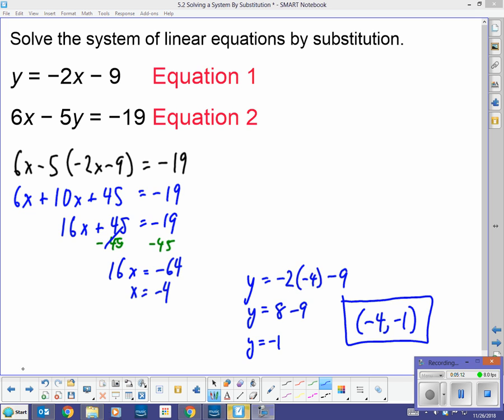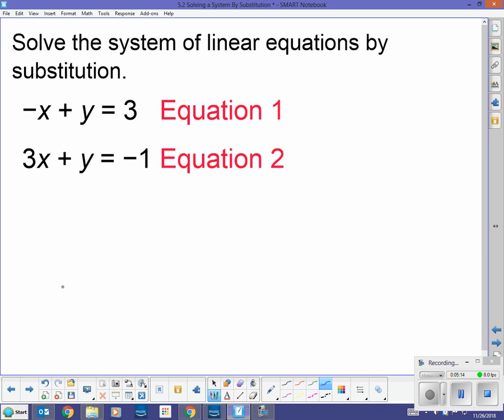The next example is a little bit more difficult in that neither of these is solved for a single variable. Remember, solving for a variable would look like having one variable by itself on one side of the equation. So let's go ahead and simplify the first one. I'm going to add x to both sides. So that would make the second one y equals 3 plus x.